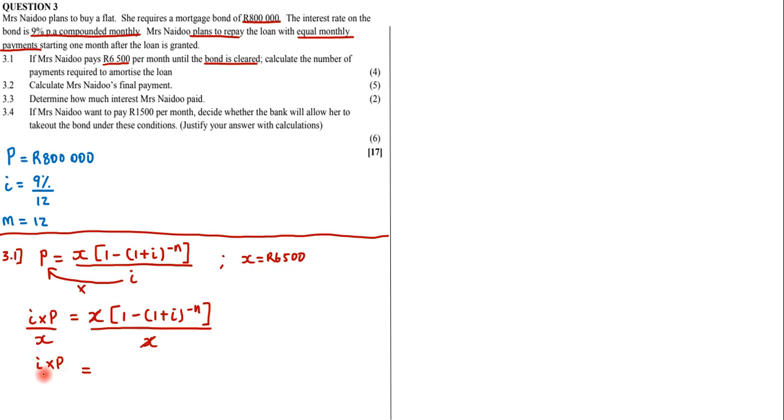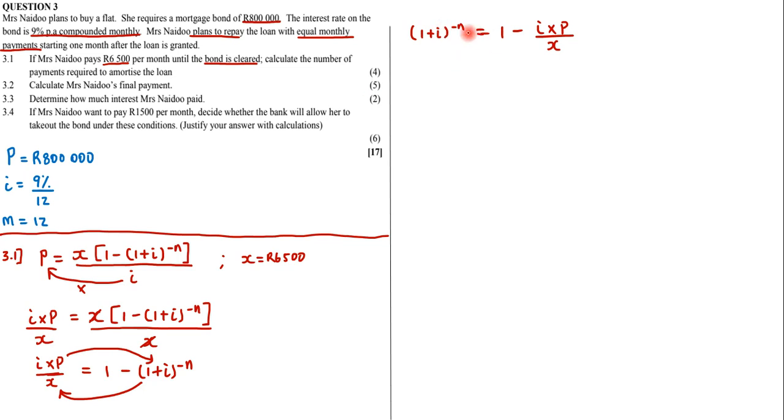And then on this side, we'll have I times P over x. Now it will mean that here we have 1 minus 1 plus I into minus n. Now what I'm going to do here is swap these things around. I'm going to take this one to the other side and take that one to that side. So when I do that, the one that is negative here will then be positive, so it will be 1 plus I to the power of minus n. And then I remember I had 1 there, so we have 1. But then this one, when I take it to the other side, it will be I times p divided by x.